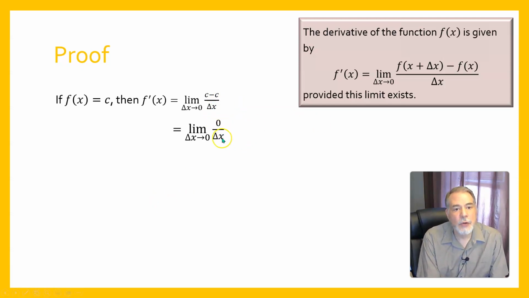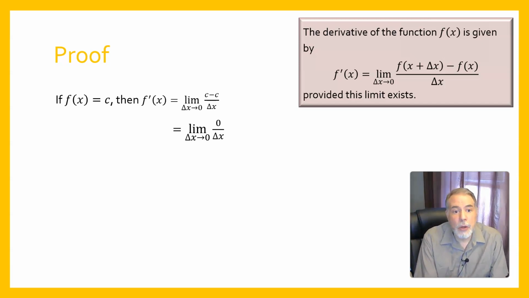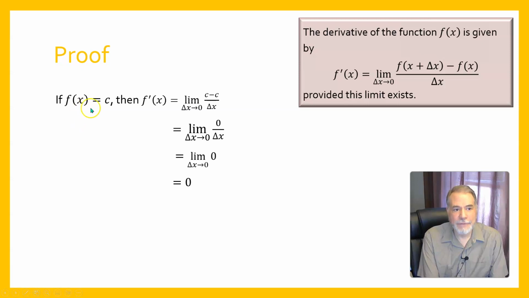So we're looking at 0 divided by delta x. And remember, delta x isn't equal to 0, it's just approaching 0. It's close to 0. But on top we have 0, and then we're dividing by some other number that's only close to 0, so that always comes out to be 0. 0 divided by any other number is 0. And then the limit of 0, as delta x approaches 0, is 0. So that concludes the proof that if f of x is c, f prime of x, the derivative, is 0.